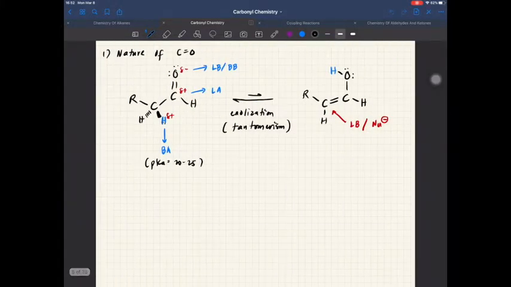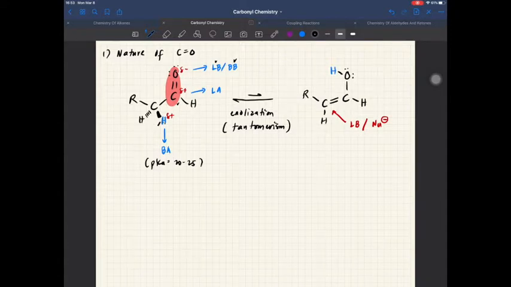Okay, first and foremost, the carbonyl functional group has a carbon double bonded to oxygen, and the oxygen of the carbonyl group can be a Lewis base and a Bronsted base because it can donate its electron pair and it could also accept hydrogen ions. The carbon of the carbonyl functional group acts as a Lewis acid or an electrophile, and the alpha carbon here can act as a Bronsted acid because it is quite acidic due to the inductive effect of the carbonyl functional group. The carbonyl functional group can undergo a process called enolization.